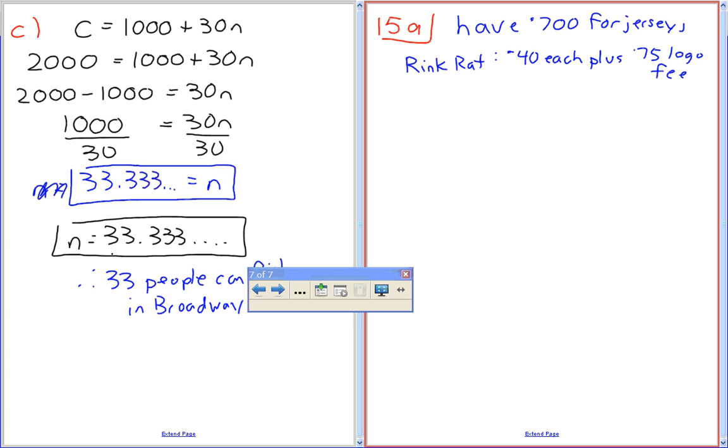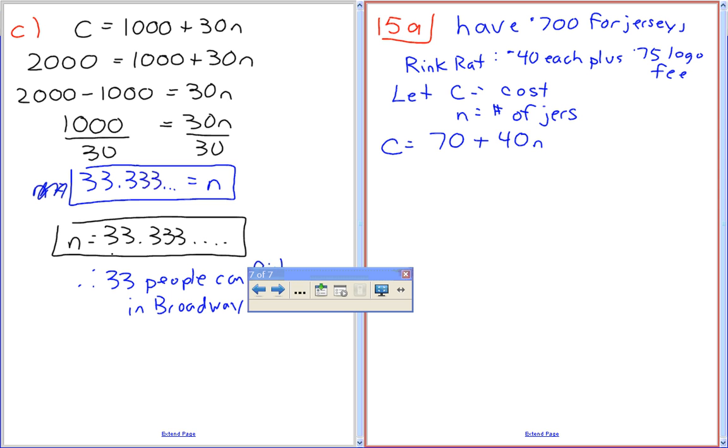Plus 40, and I'm going to say this, C equals. Let C equals and let N equals. Can someone, thank you, Aiden. Can someone other than Aiden tell me what C and N mean in English? Chris, go ahead. Well, C equals cost. Yeah. And N equals number of jerseys.